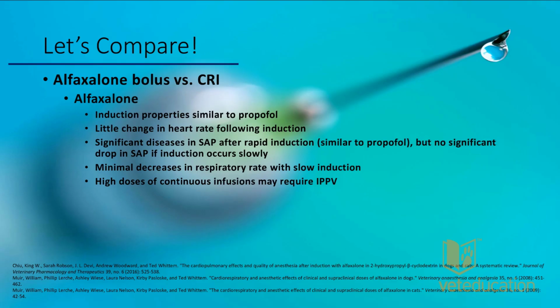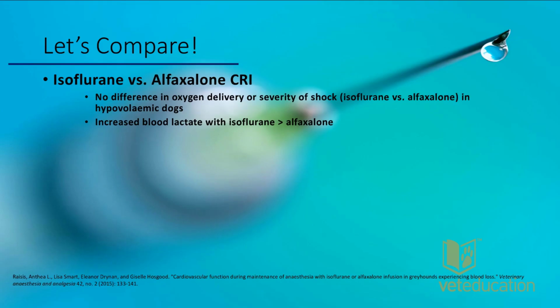So, in summary on this slide, alfaxolone bolus versus CRI, if you give it as a bolus, you are likely to see significant decreases in systolic arterial blood pressure. But if you administer it slowly, the side effects are reduced. Likewise, with propofol, higher doses of continuous infusions might require you to administer intermittent positive pressure ventilation.